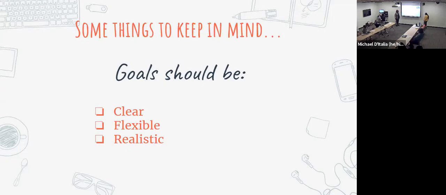Something to keep in mind, goals should be clear. You have to know what your goal is, what you're trying to reach, why you're trying to reach it, and be flexible. You can't be rigid, like, oh, I have to have a 4.0. You could think, I could feasibly get a 3.9 or 3.8, something like that. It has to be realistic. You can't expect to get a 4.0 if you're in your senior year, your last semester. You have to think about things realistically.